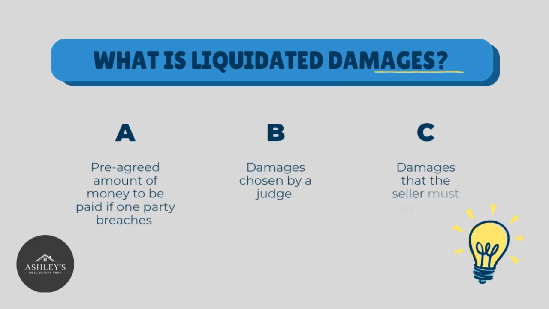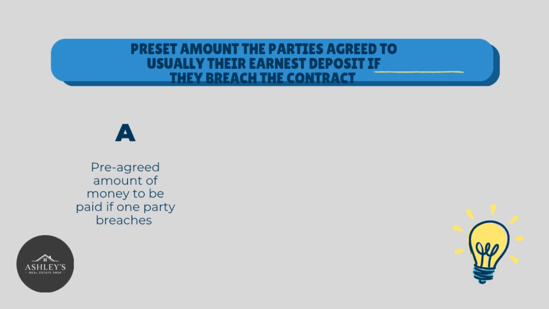What is liquidated damages? A. A pre-agreed amount of money to be paid if one party breaches. B. Damages chosen by a judge. C. Or damages that the seller must pay before closing. The answer is A, a pre-agreed amount of money to be paid if one party breaches. It's a preset amount the parties agree to, usually the earnest money deposit, EMD, if they cancel or withdraw the contract. Usually escrow holds this.